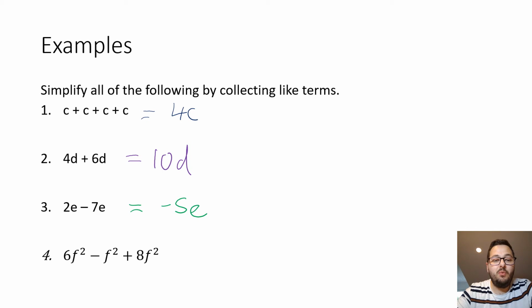And then the last one, we've got 6f squared minus f squared plus 8f squared. So f squared, just think of that as another object. f squared is just a thing. So we've got 6 f squareds. We take away f squared, which is just one of them. So 6 take away 1 is 5. So that there is 5f squared. And then 5f squared plus 8f squared is going to give you 13f squared. Okay.